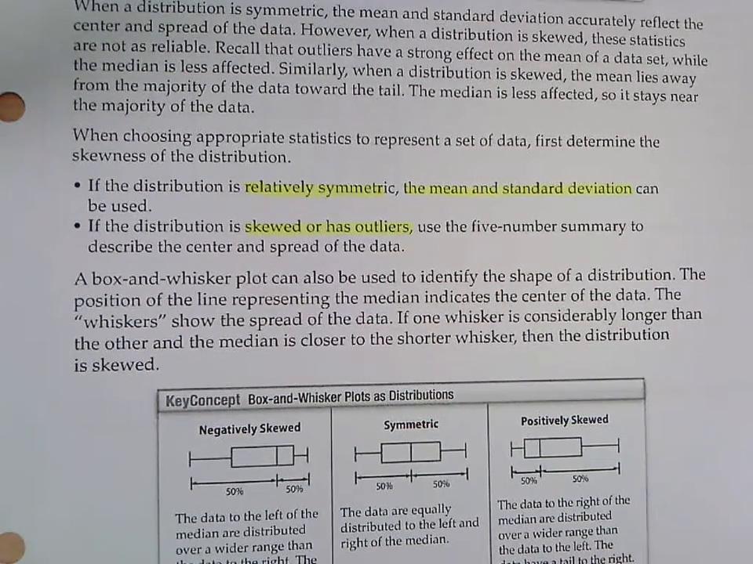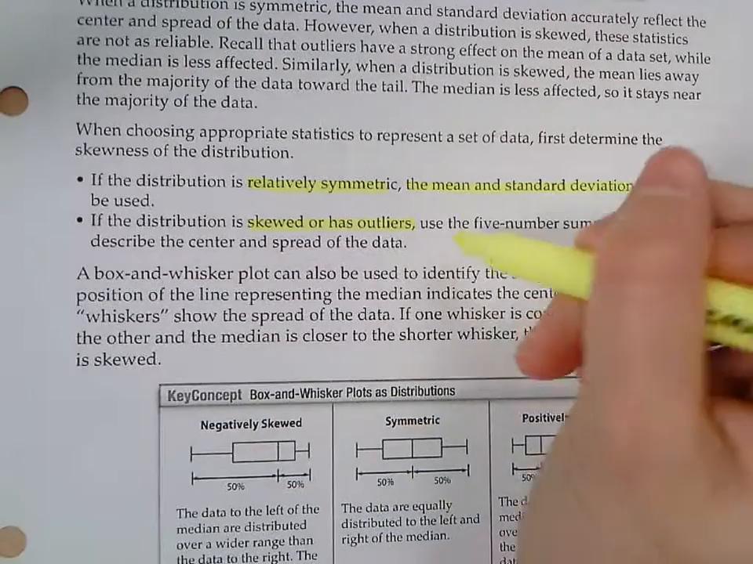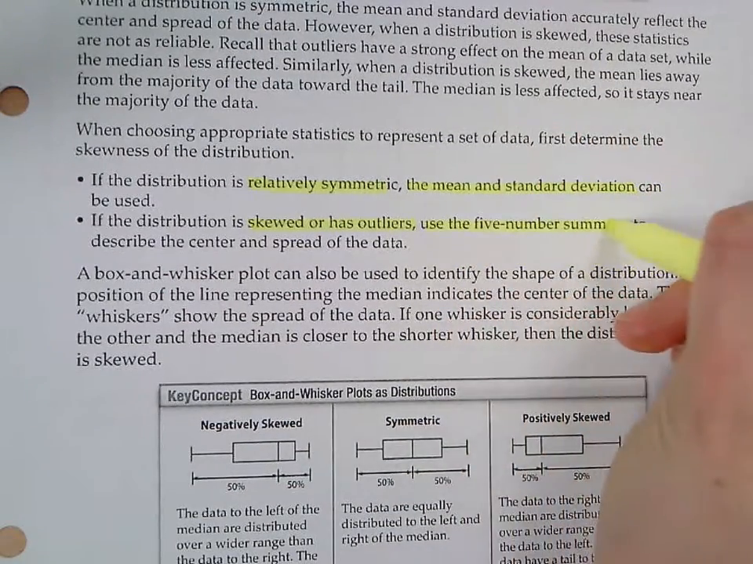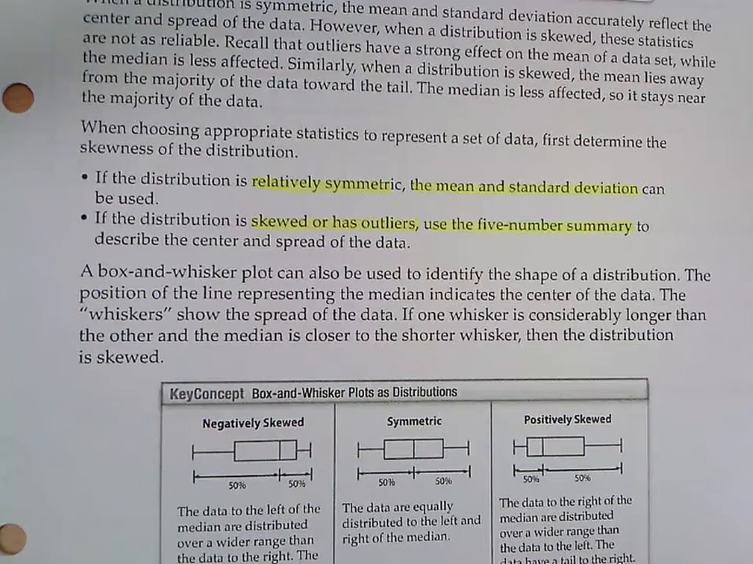And then to get your spread, you would describe the 5-number summary. So you'd have your min and your max, so you could find your range. You'd have your quartiles, so you could find your interquartile range. But you would find the 5-number summary and use that to describe your data if it's skewed. That would be more accurate than your mean.